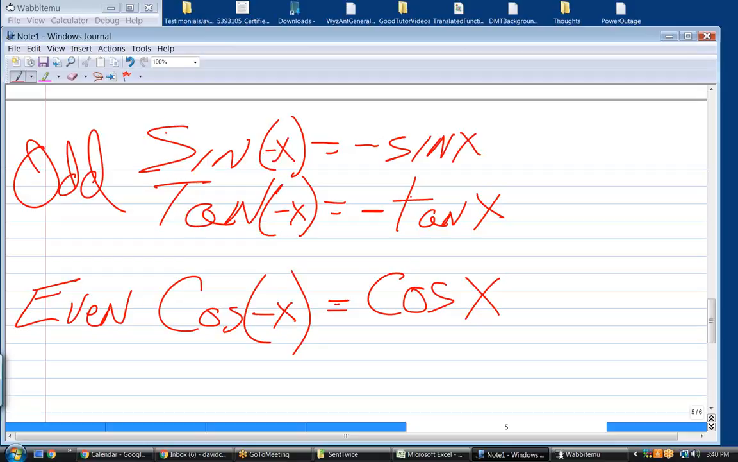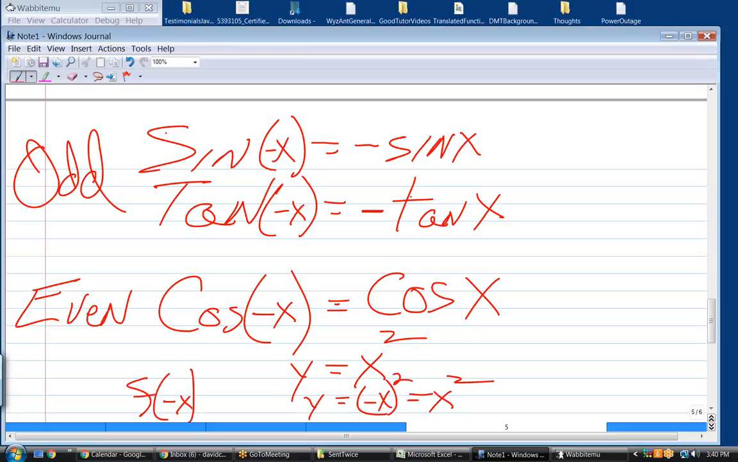Now, polynomials also can be odd or even. The way I memorize this is that y equals x squared is an even function. If I substitute minus x for x and square it, I still get x squared. Which means that f of minus x is equal to f of x. That's the definition of even.